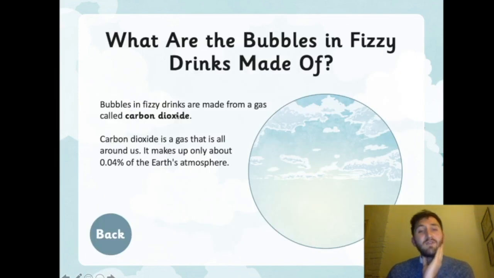So the bubbles in fizzy drinks are made from a gas called carbon dioxide. Now carbon dioxide is a gas that is all around us. It makes up only about 0.04% of the Earth's atmosphere, which isn't a lot. So when we breathe in oxygen, and then when we breathe out, we actually produce carbon dioxide. And the things that then breathe in carbon dioxide are trees and plants. So that is why it's really important that we look after our planet and look after the trees, because they breathe in carbon dioxide and breathe out oxygen, meaning that we have fresher air all the time.